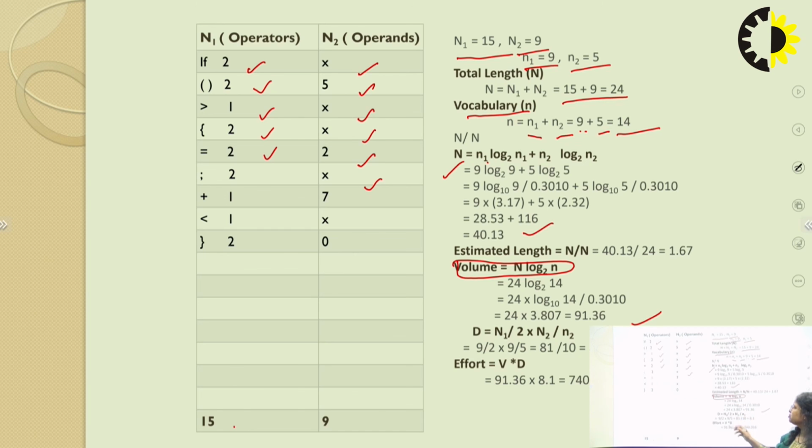With the help of the program volume, the total length and the total occurrences of operators and operands, we can find out the difficulty level of the program, and effort can be calculated with the help of the volume that we have calculated here and the difficulty level D. So this is the effort that can be calculated.